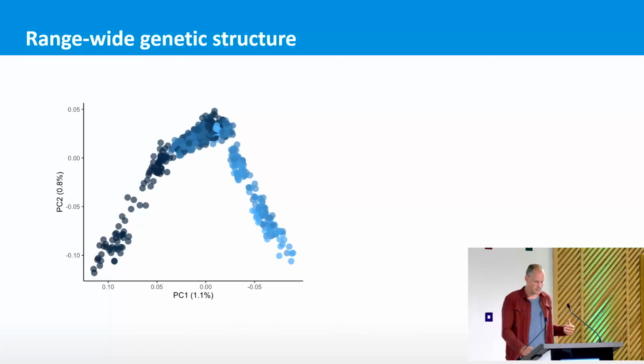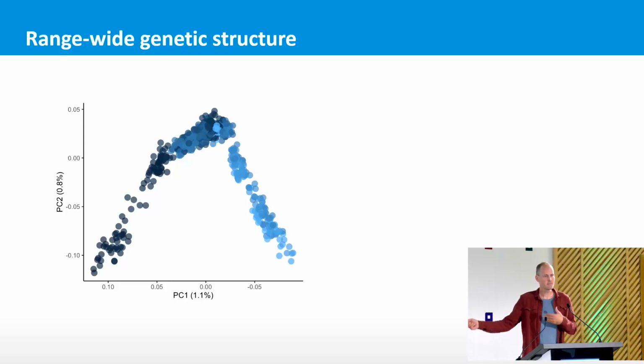Now, if we visualize the variation of those 630 trees based on the 500,000 SNPs in a principal component analysis, you see a very clear structuring. Also, you see that only a small part of the total genomic variance is explained by the first 2 principal components, about 1% each. But nevertheless, those 2% of the genomic variation carry very important geographic information.